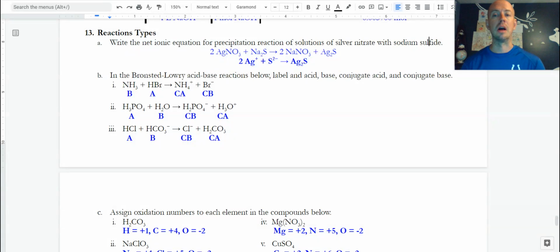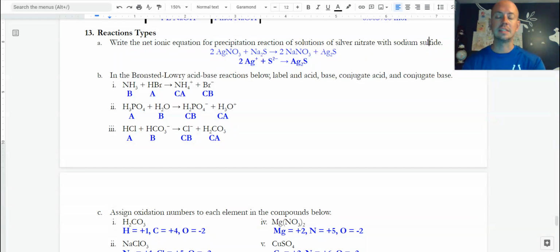Part B is about Bronsted-Lowry acid base. This may have been introduced a little bit in first year chemistry. It may not have been. It will be a huge focus later. But if we don't refresh ourselves a little bit now and build our skills, then we're going to be playing catch up. So we want to think about what are the definitions of acids, bases, conjugate acids, and conjugate bases.